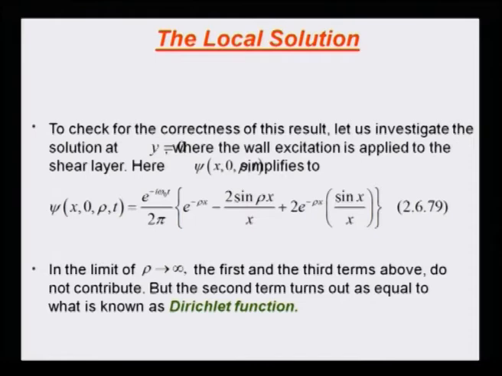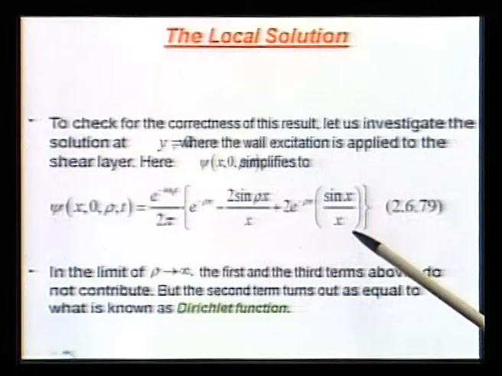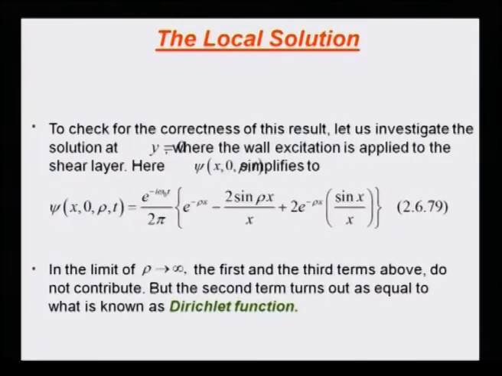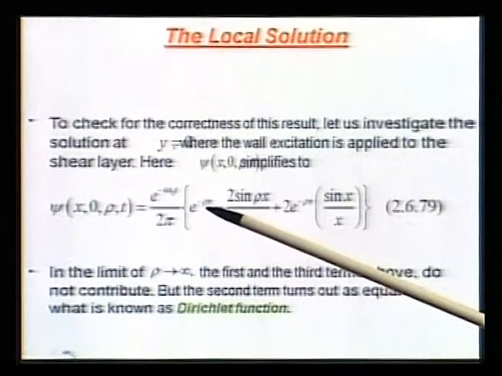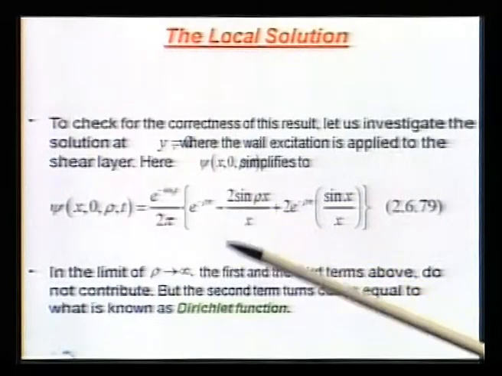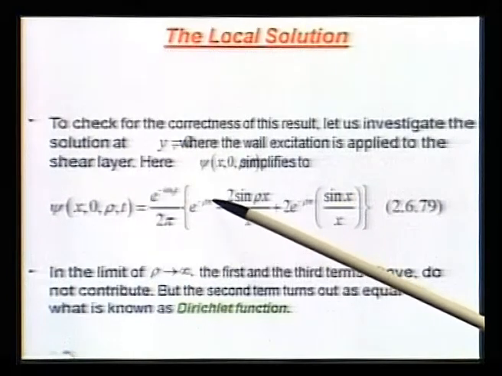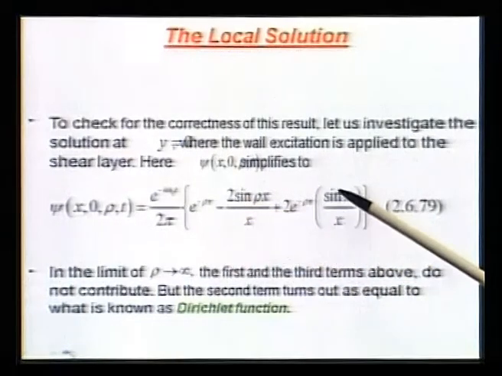We get an expression like this, psi of x at y equal to 0. It's given like this. This simplifies to this. Now, what you notice, very interestingly enough, is that the first and the third term will have associated e to the power minus rho x. Now, if rho goes to infinity, this goes to 0, this goes to 0.